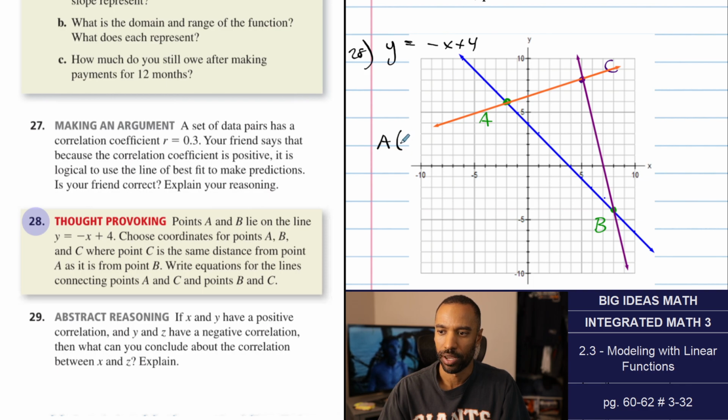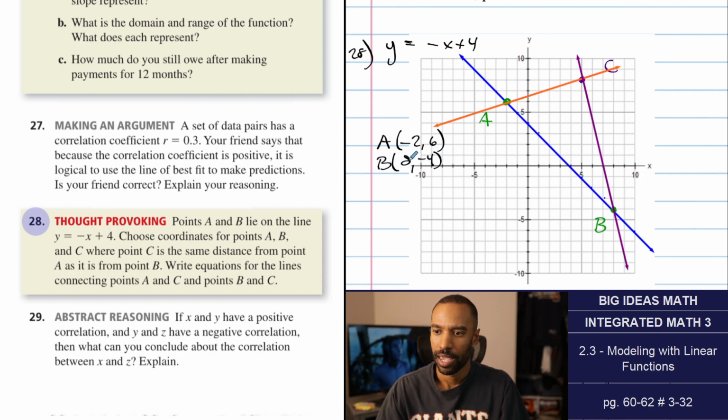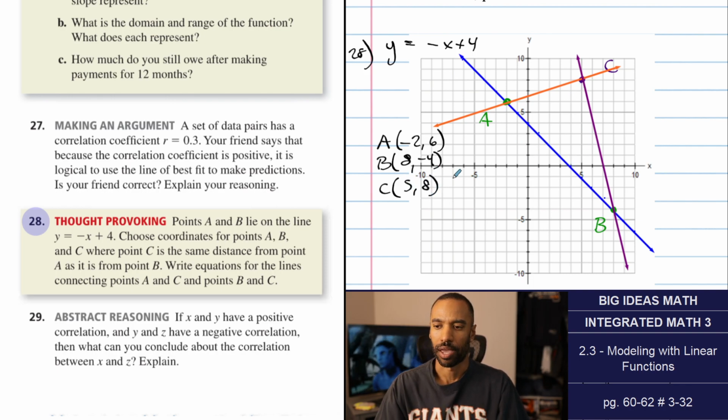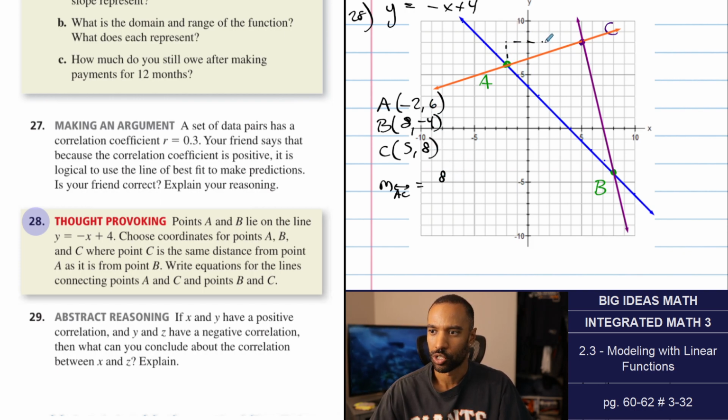So A is at the point negative 2, 6. B is at the point 8, negative 4. And C is at the point 5, 8. Okay. So for the two different lines, we need to find their slopes. I need to find the slope of line AC, which is from A to C, 8 minus 6. Listen, I can count these ones, rise and run. I can count this as up 2 over 7. 2 sevenths.